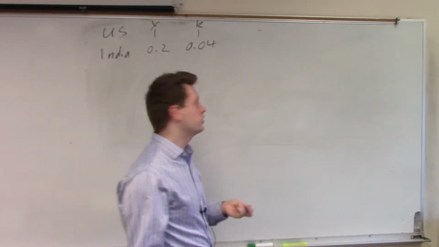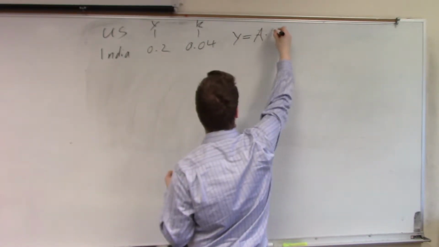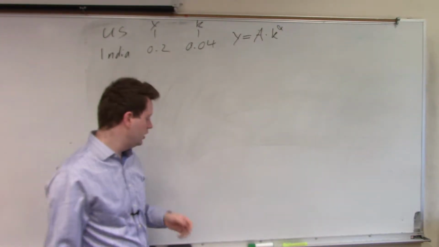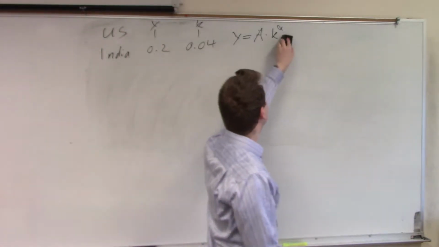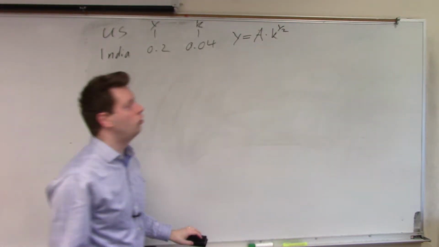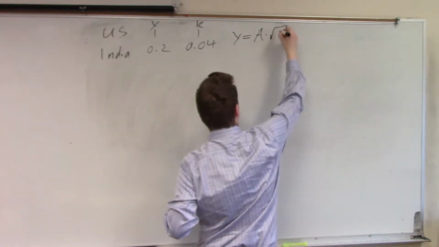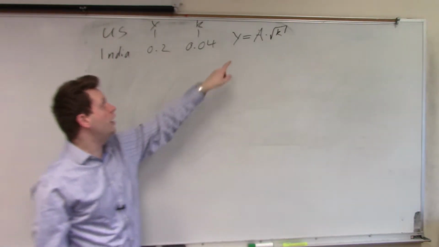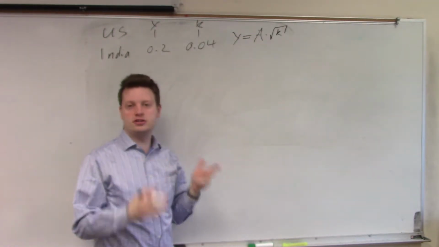Let's assume our production function Y is equal to A times K to the alpha. And for simplicity, let's assume alpha is 0.5. So 1/2. Or we can rewrite it and say A times square root of K. Now, since we know output and we know capital, we can determine A. So that's the first thing we need to do.